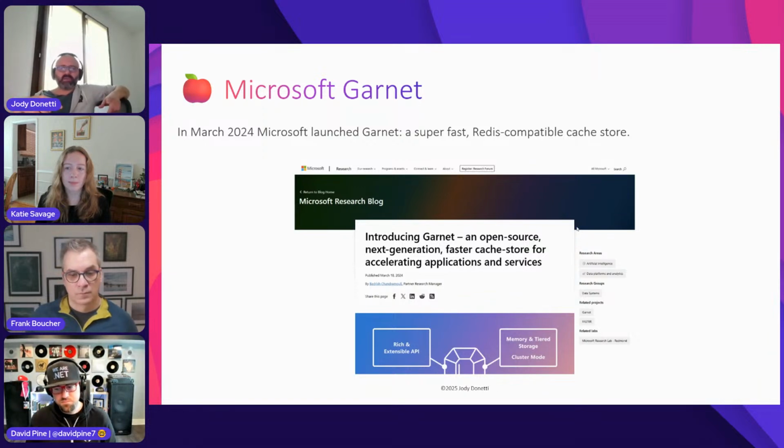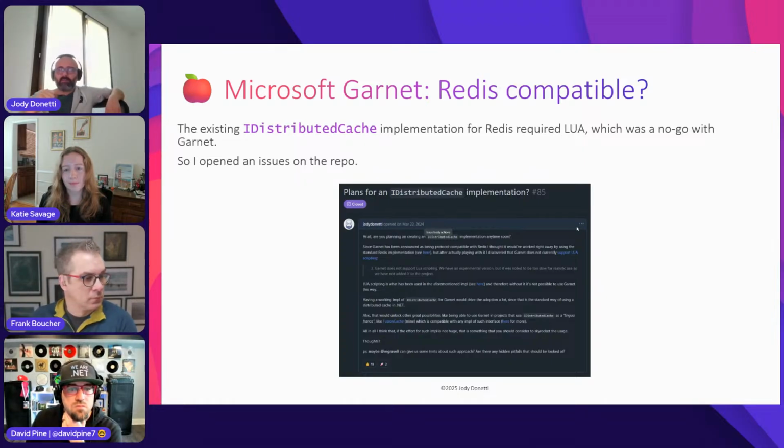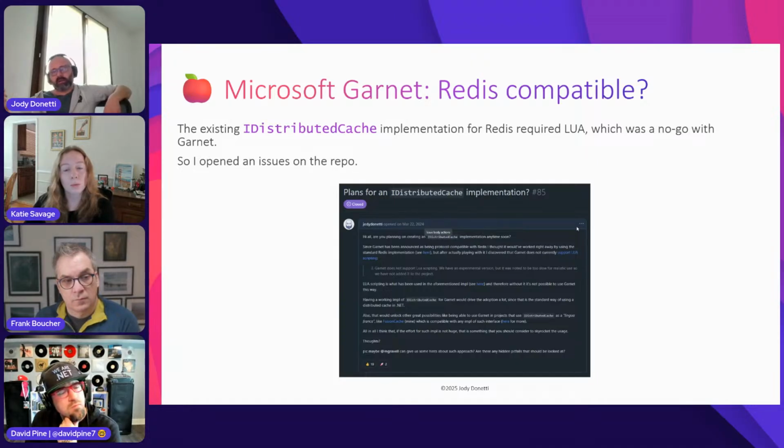But on top of that, since FusionCache supports any IDistributedCache implementation, it means that on day one, people can have basically a Garnet-based FusionCache experience, which would have been super great. Unfortunately, things were not exactly like that. Yes, it is Redis compatible and it supports the vast majority of the Redis protocol. The problem is that the Redis-based IDistributedCache implementation somehow required Lua scripting, which was not supported by Garnet. That made me open an issue on their repo asking what their plans are, meaning are they planning a native Garnet IDistributedCache implementation, or maybe something else, or maybe support for Lua scripting.